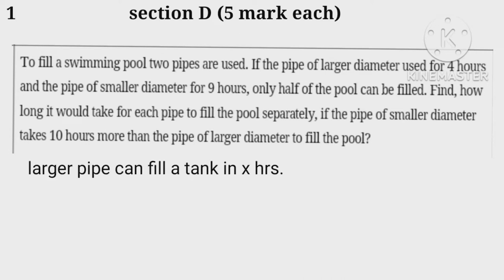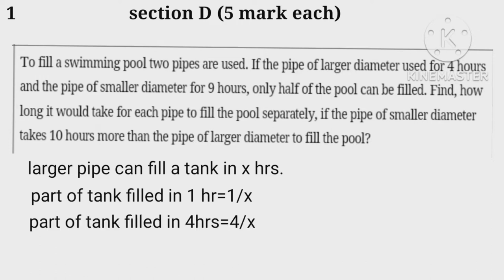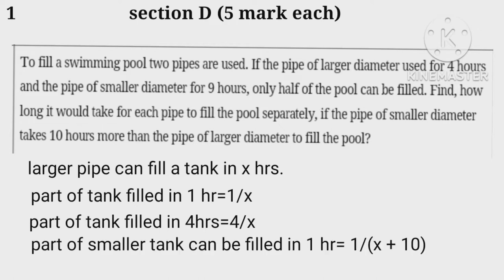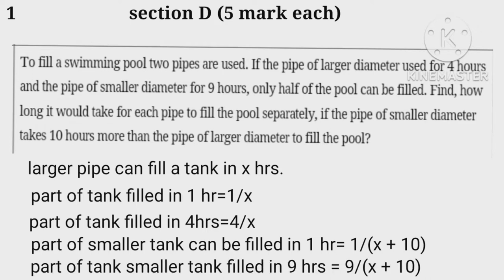Let the larger pipe fill the tank in x hours. Therefore, part of the tank filled in 1 hour equals 1 upon x. Part of the tank filled in 4 hours equals 4 upon x. Similarly, part of the tank filled by the smaller pipe in 1 hour equals 1 upon x plus 10. Therefore, part filled in 9 hours equals 9 upon x plus 10.